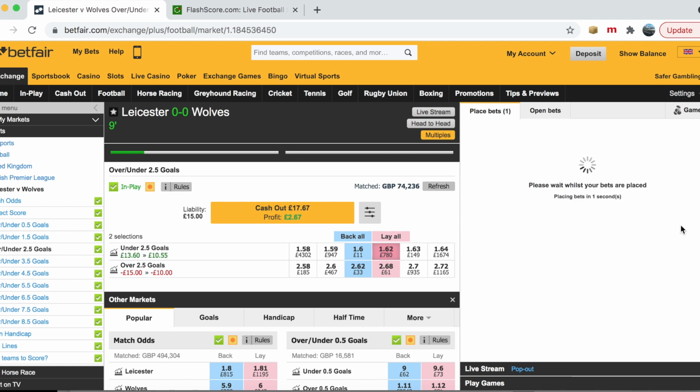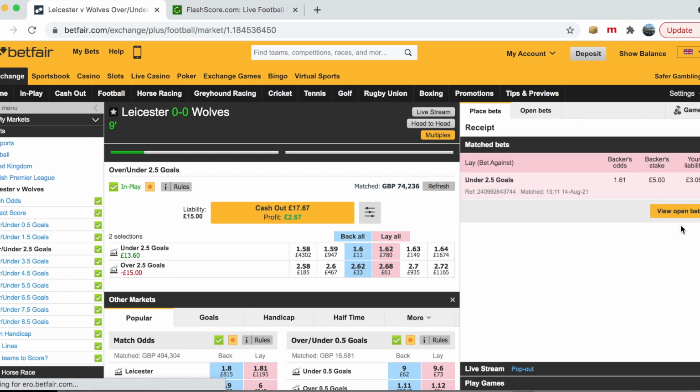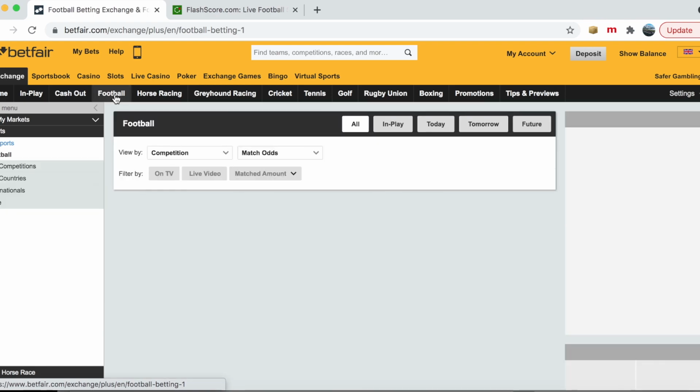This is because if a goal is scored, we'll take a lower loss than if we just left the full stake on the match. And of course, as you can see, the profit is currently £2.70. Now, obviously, as we reduce the liability, the profit will grow more slowly, but this is a more risk-averse approach to trading.